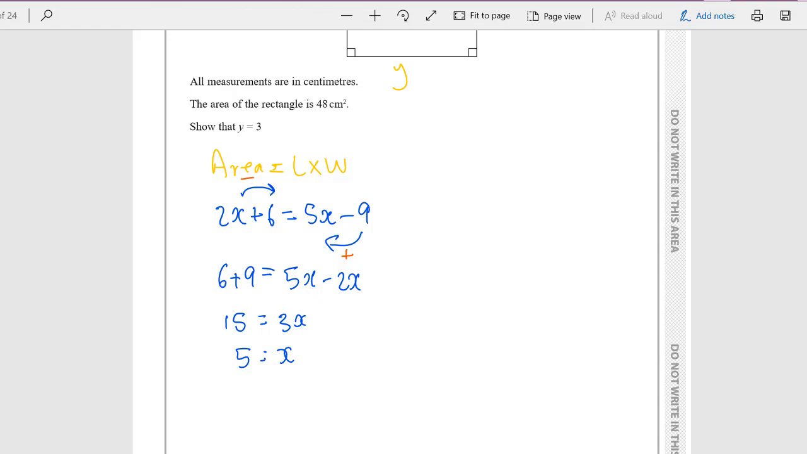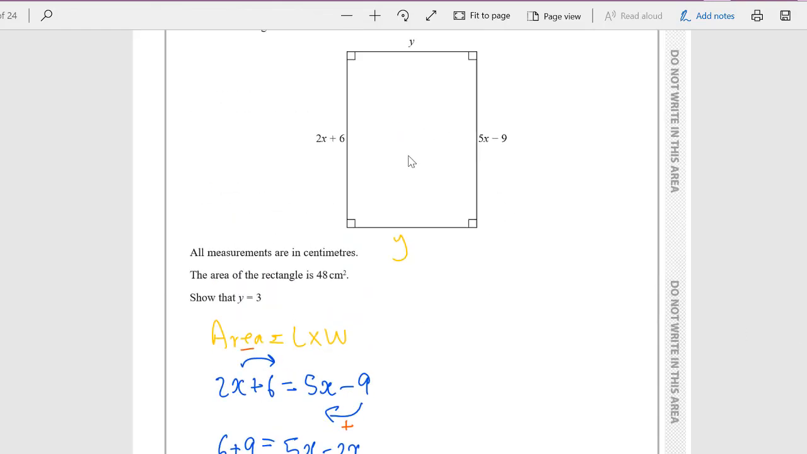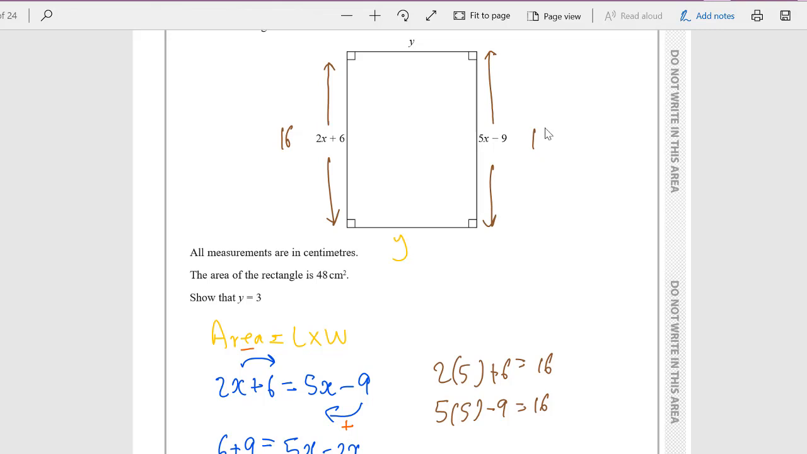So now we can sub that 5 back into our value here. So let's use a different color. So 2, and then we'll say 5 plus 6. So 2 times 5 is 10, plus 6 is 16. So we know that this entire thing here is going to be equal to 16. And we can do the same thing for 5 minus 9. So that's 25 minus 9 gives us 16. So the same thing, we're just double checking here to demonstrate that our answers are correct.